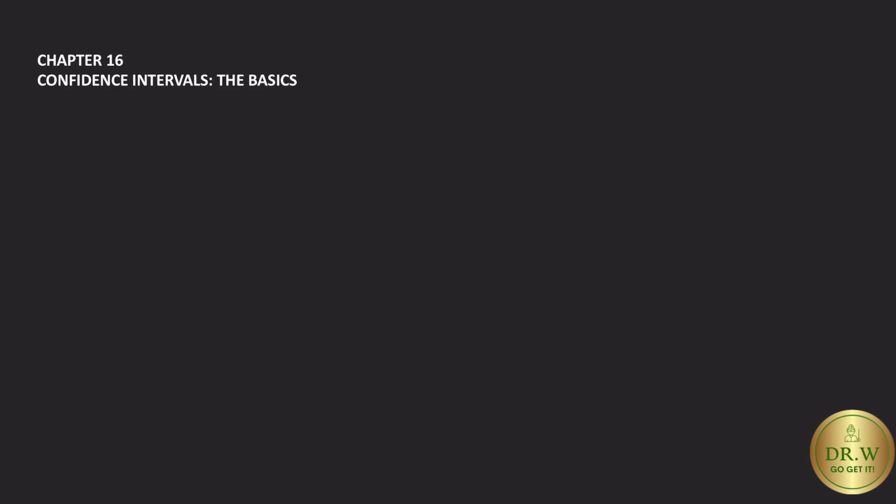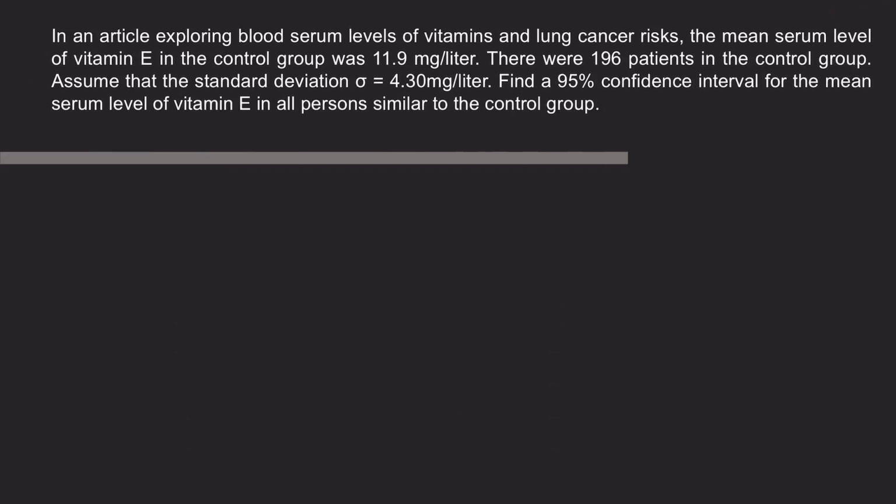Chapter 16, Confidence Intervals. Let me explain this example. In an article exploring blood serum levels of vitamins and lung cancer risk, the mean serum level of vitamin E in the control group was 11.9. There were 196 patients in the control group. Assuming that the standard deviation sigma equals 4.30.